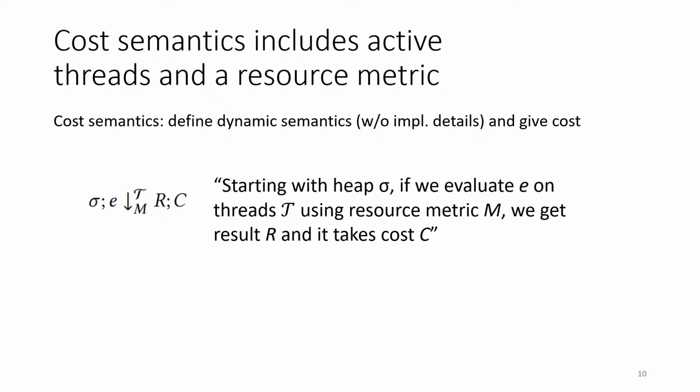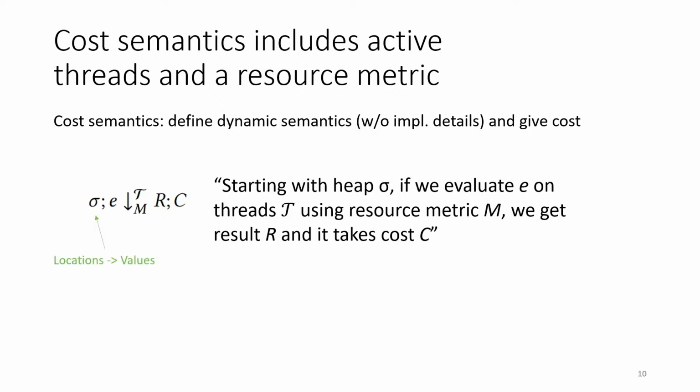So I'll use the notation on the left to mean starting with heap sigma, if we evaluate the expression E on the set of active threads T. So this could be an entire warp, or it could be a subset of the warp if we've diverged and deactivated some of the threads. And resource metric M, I'll talk about the resource metric more in a minute. We get the result R, and all of this execution takes cost C.